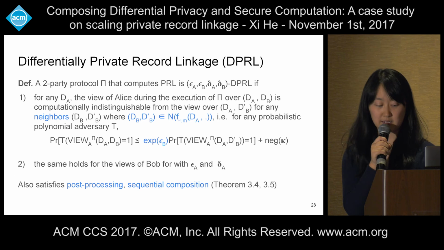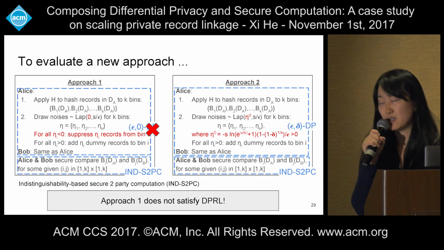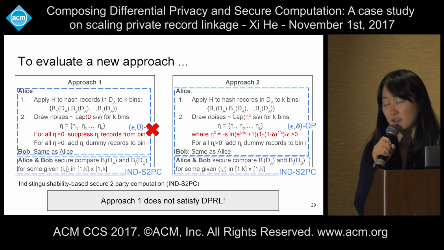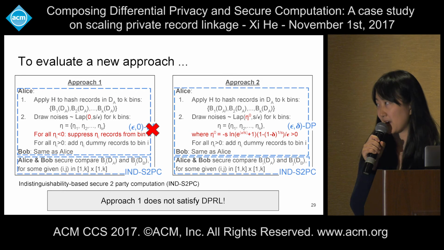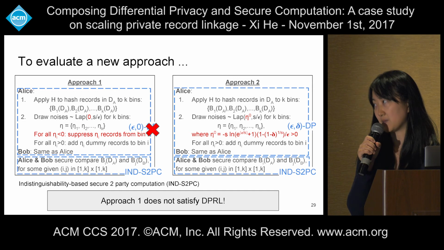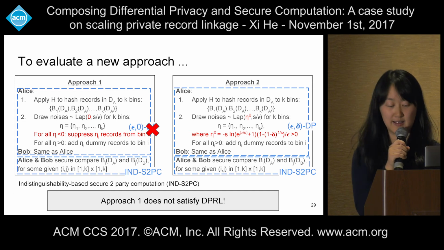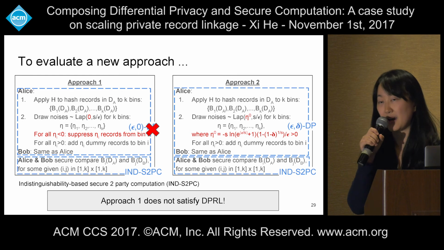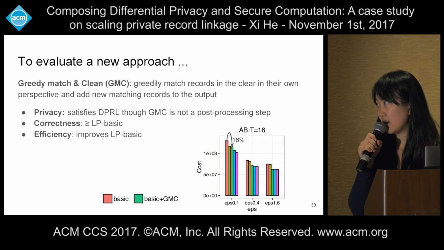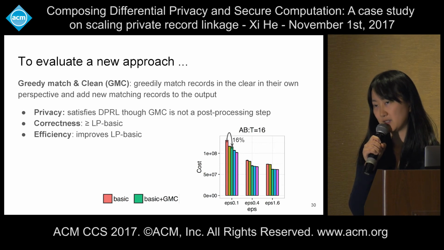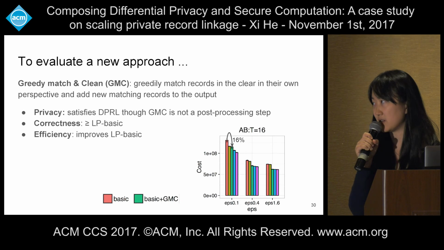And what's so nice about it? Firstly, this end-to-end privacy notion can help to evaluate a new approach. Remember, I showed two approaches in the beginning, right? And one of them, even though part of the protocol satisfies DP and another part satisfies indistinguishability S2PC, doesn't satisfy DPRL. Okay. And the second thing is, if you want to propose a new approach, we don't have to go through all the process. We just need to show it satisfies this end-to-end privacy guarantee.